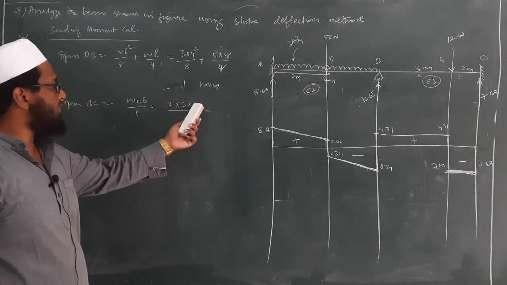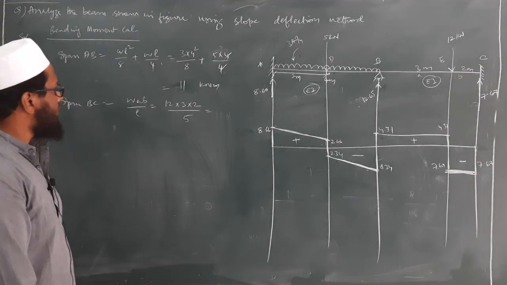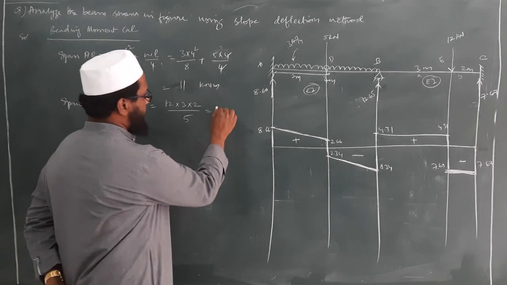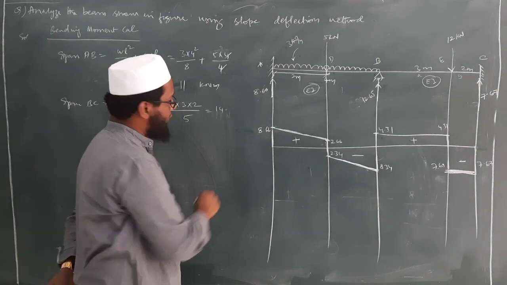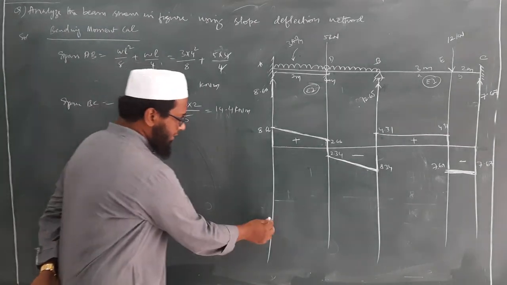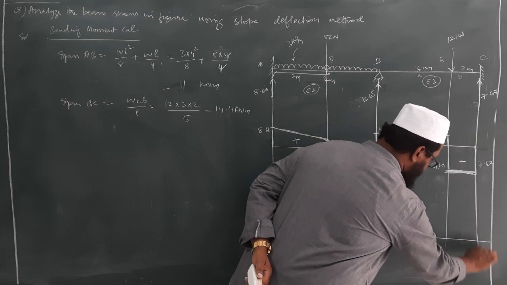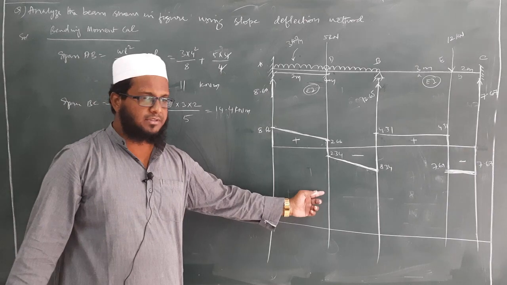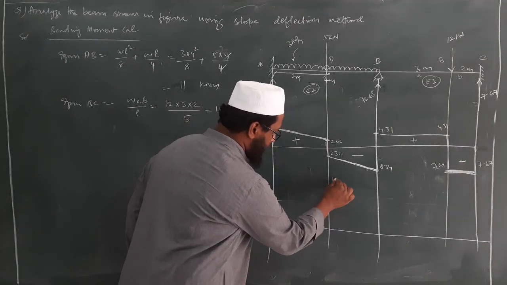What about this one? 6. 12 into 6. 72 by 5. 14 point? 14.4 kilonewton meter. Now we will draw the bending moment diagram here itself. Okay. So tell me, what is the value of this one? We got 11, isn't it? So here it is somewhere 11.